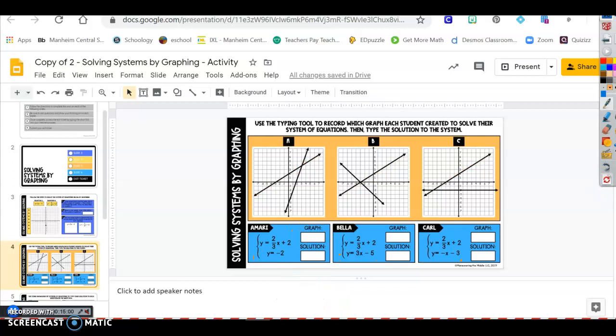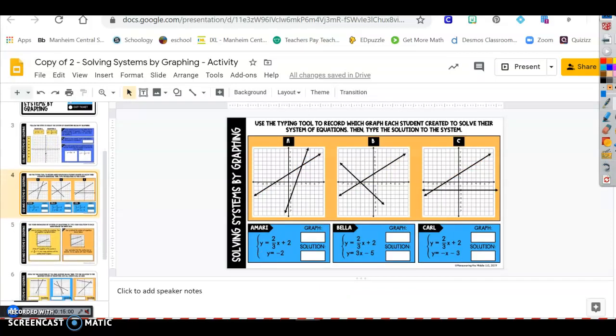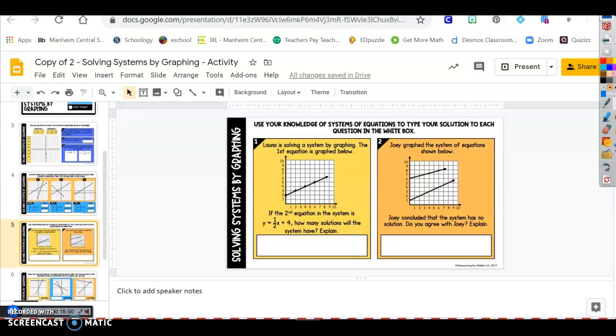The next slide that you're going to look at says, use your knowledge of systems to type your solution to each question in the white box. So to answer the questions on this slide, you need to recall how you know how many solutions a system has. It all has to do with the slope and the y-intercept. You can refer back to the earlier spot in the video where I had that summarized for you.